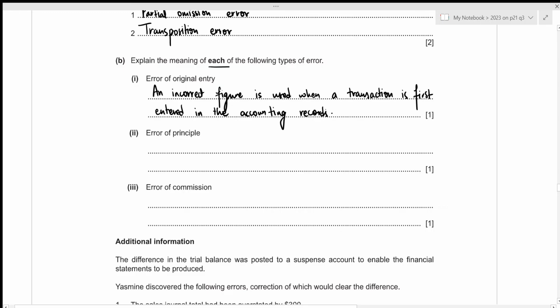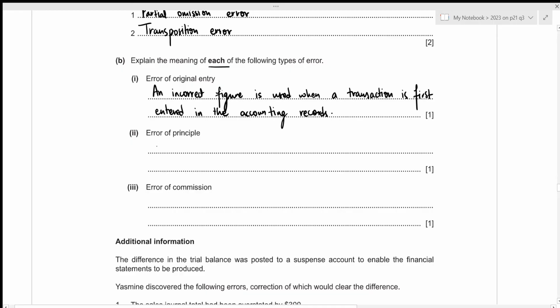The second type of error is error of principal, and this occurs when a transaction is entered in an incorrect class of account. An example of incorrect class of account would be entering the repairs of motor vehicle as the cost of motor vehicle, because those are very different things. The repair of motor vehicle will be our revenue expenditure, whereas the cost of motor vehicle will act as our capital expenditure. That's an example of error of principal, and that will not be revealed by our trial balance.